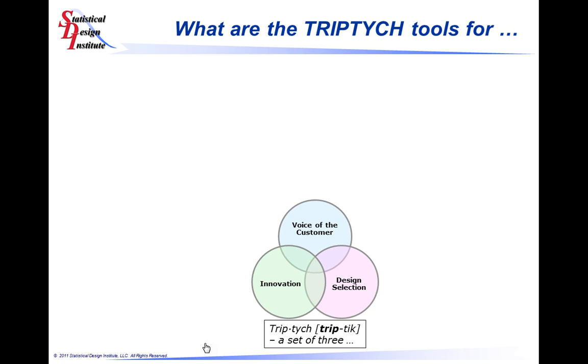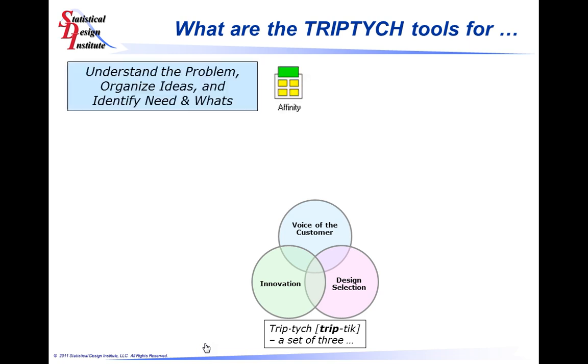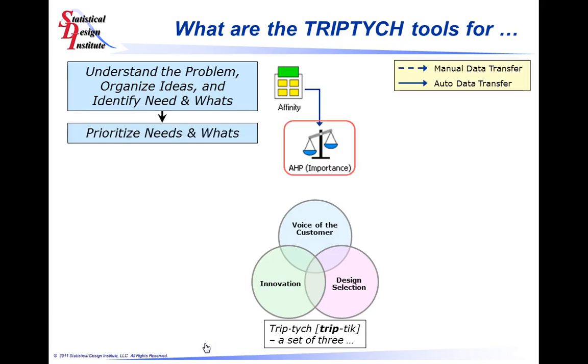In the Triptych tool set, we include tools for supporting the voice of the customer, innovation, developing alternatives, and then also selecting the best approach among the various alternatives that have been identified which will satisfy the voice of the customer. We began our process with understanding the problem, organizing ideas, and identifying the various needs and wants, and we demonstrated the use of the Affinity Diagram tool to support these techniques. In this session, we'll be discussing the prioritization of information that we've collected in the Affinity Diagram, which may be needs or wants that will be used to support the requirements development process. And specifically, we'll be using the Analytical Hierarchy Process, or the AHP Importance tool that's included within the Triptych software.